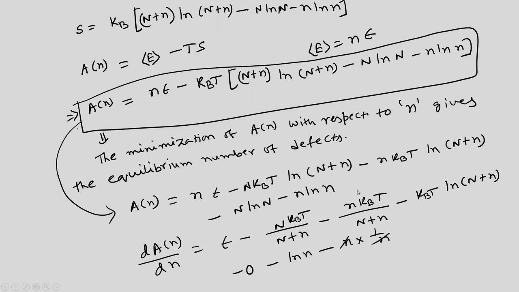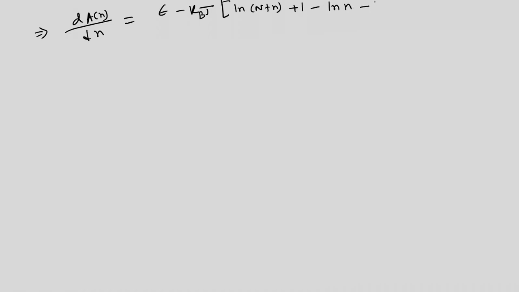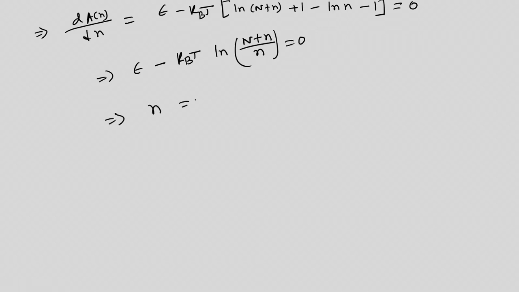So, we get dA(n) by dn equals epsilon minus k B T times ln (N plus n) plus 1 minus ln n minus 1. And this gives 0, as we said. So, we get epsilon minus k B T ln (N plus n) by small n equals 0. So, it gives us n is N by e to the beta epsilon minus 1.